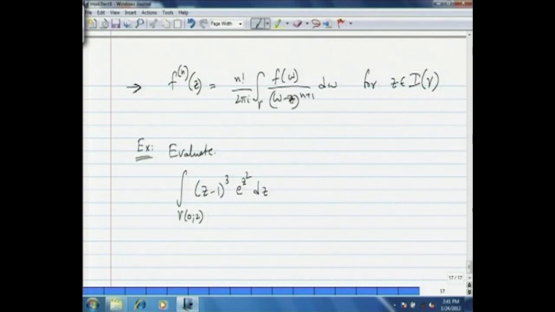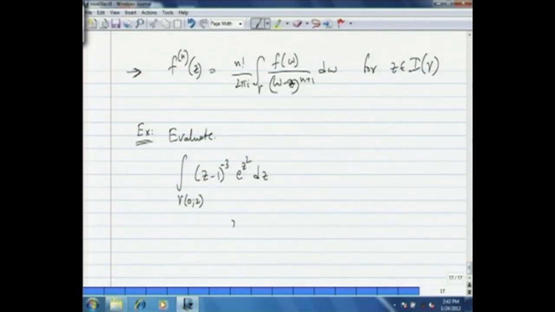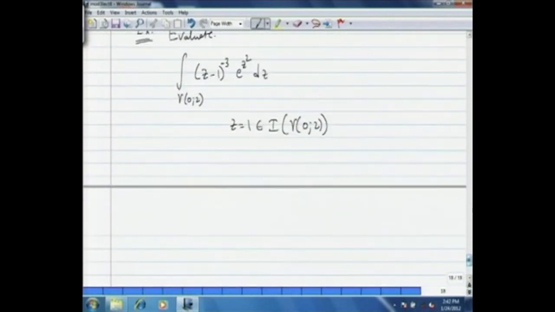So, rather, that is (z minus 1) power minus 3 times e power z squared dz. Notice that z equals 1 is a point which will appear in the denominator of the integrand, or z equals 1 is a singularity of the integrand, and this belongs to the inside of the curve gamma 0,2. So, we will treat this as the integral over gamma 0,2 of e power z squared divided by (z minus 1) cubed dz.